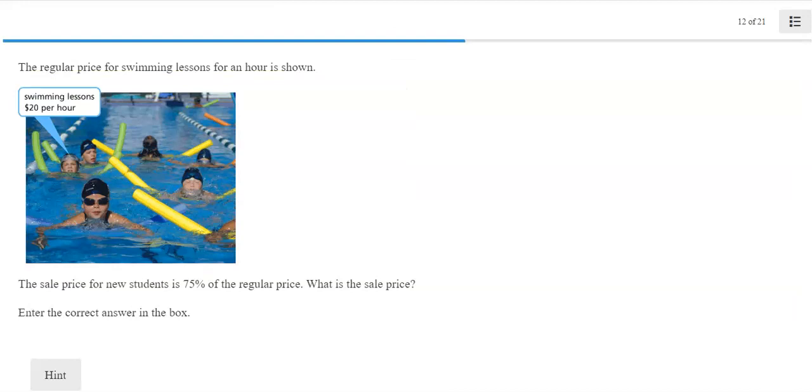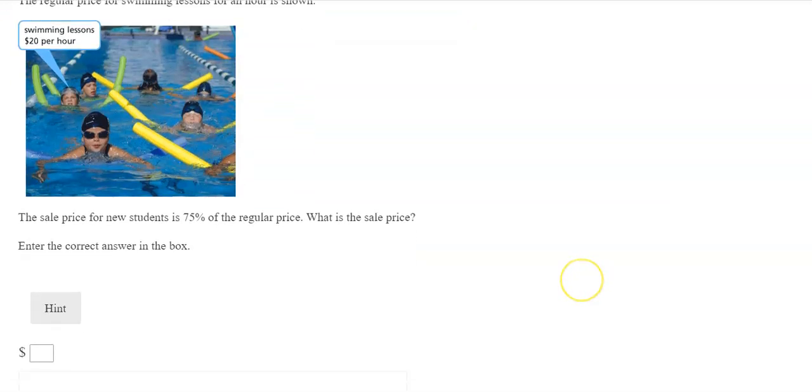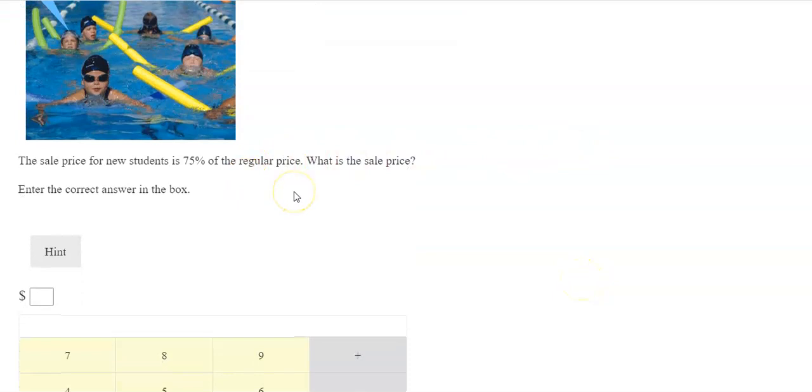Next is number 12. In your book, it's number 17. The regular price for swimming lessons for an hour is shown. So the sale price for this is 75% off the regular price. What is the sale price?